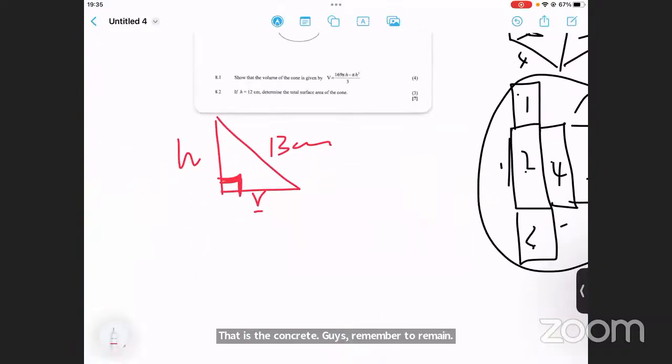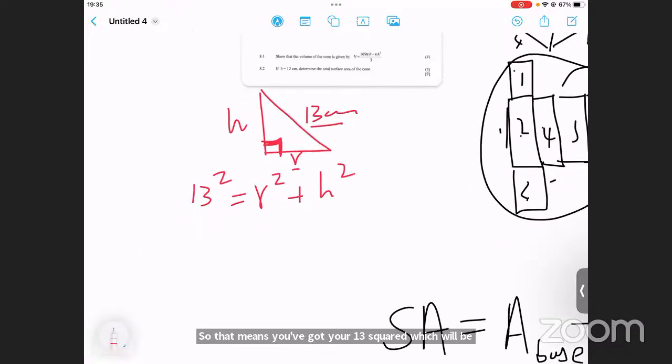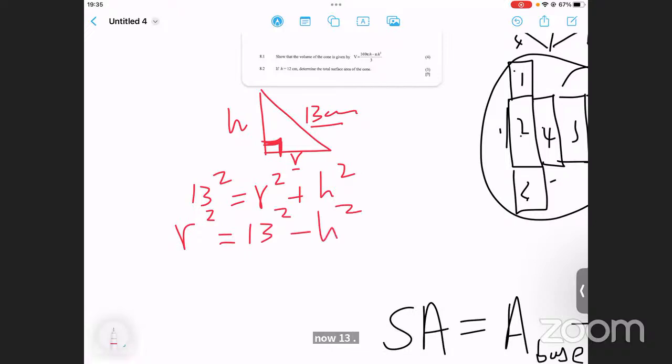So now let's see. Obviously, that is the hypotenuse. So that means you've got your 13 squared, which will be equal to r squared plus h squared. To make r the subject of the formula, it's going to be 13 squared, and the h squared, you take it to the other side and then it becomes that.